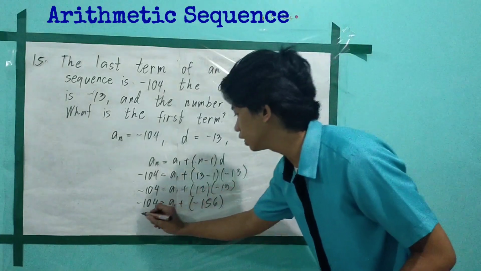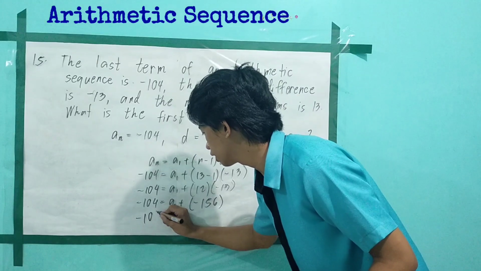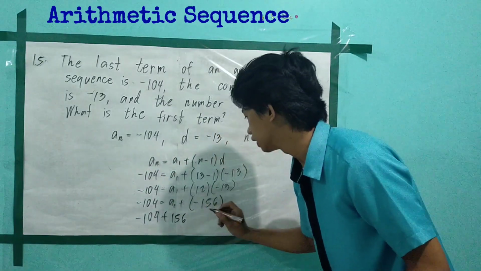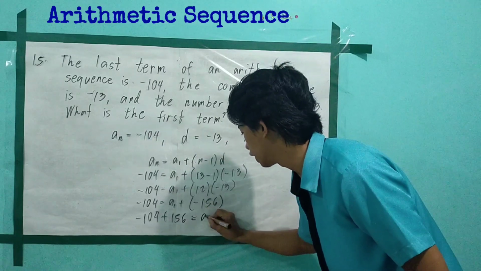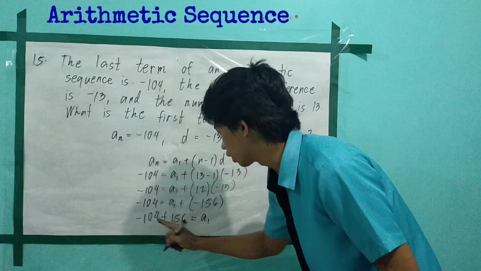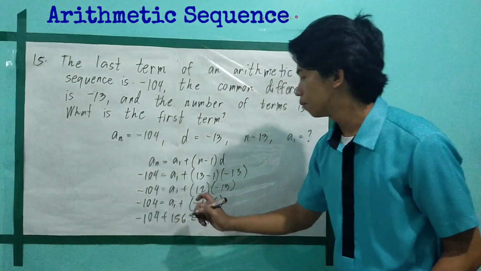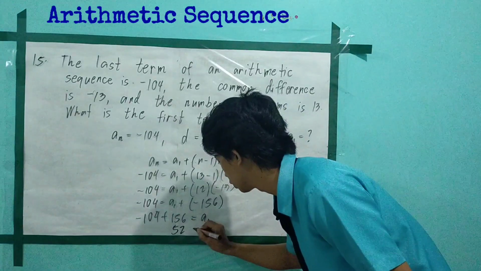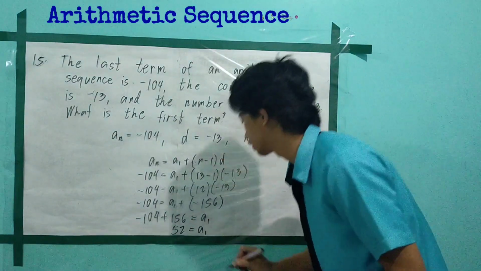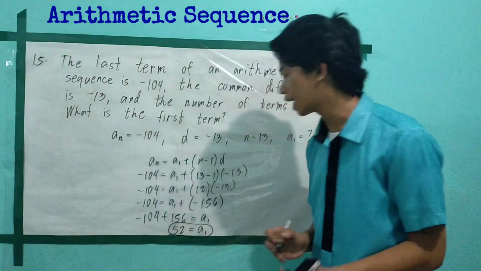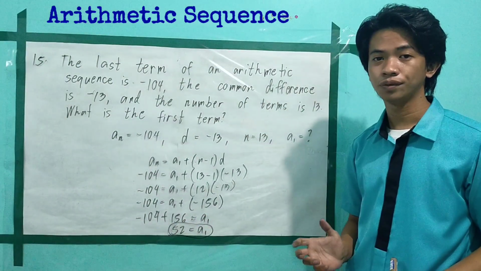And using APE, we have negative 104 plus 156 is equal to a sub 1. Okay? So, negative 104 plus 156, we have 52 is equal to a sub 1. So, ibig sabihin, ang ating a sub 1 ay 52.